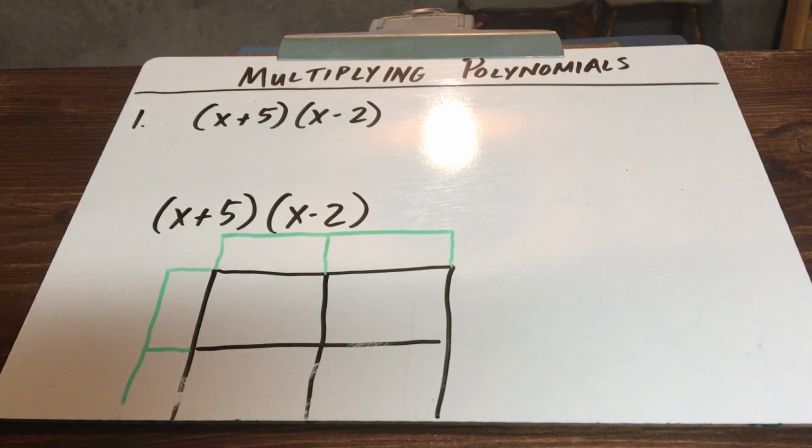Hey everybody, welcome back. In today's video, we're going to talk about multiplying polynomials. In my previous videos, we have classified polynomials. We've put them in the correct order called standard form. Yesterday we talked about adding and subtracting polynomials. Today we're going to look at multiplying them.